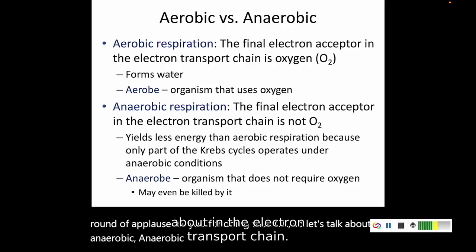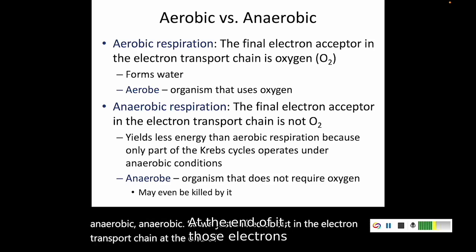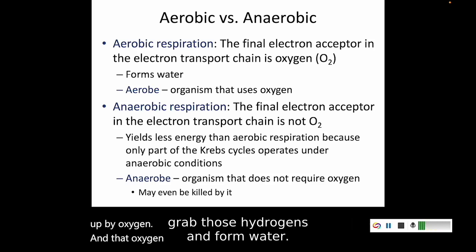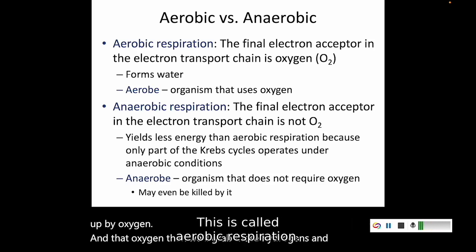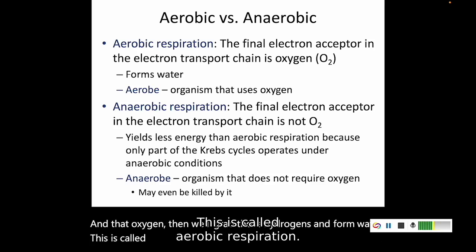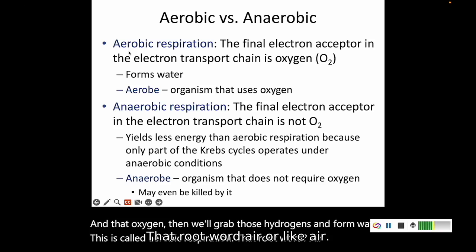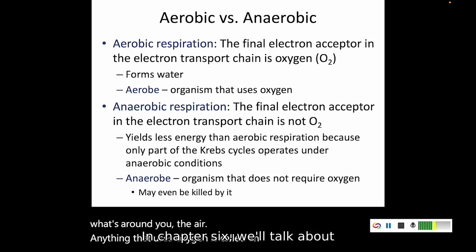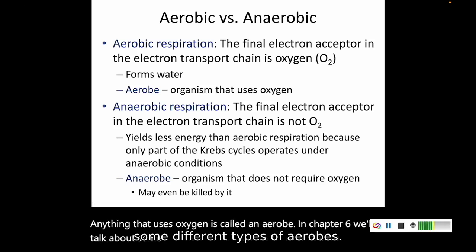So we just talked about in the electron transport chain, at the end of it, that those electrons have to be picked up by oxygen, and that oxygen then will grab those hydrogens and form water. This is called aerobic respiration. That root word air, like what's around you, the air. Anything that uses oxygen is called an aerobe. In chapter 6, we'll talk about some different types of aerobes.